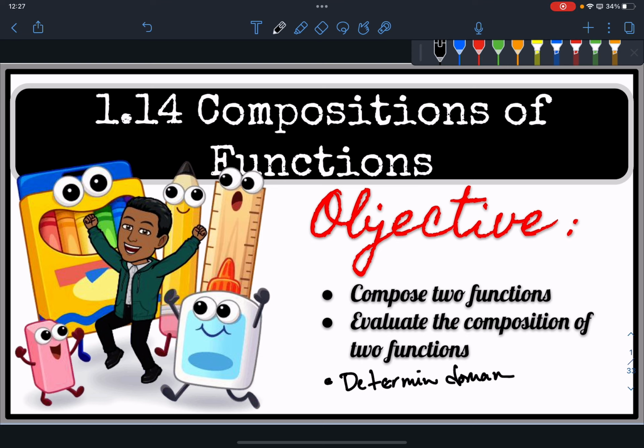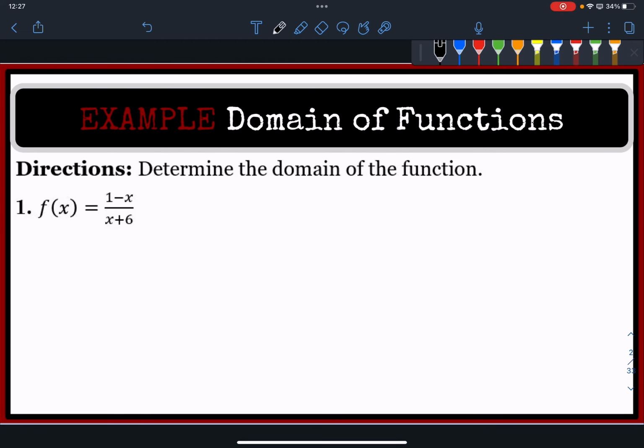and determine domain of compositions. So let's review again how to identify the domain of a function. Now, recall that the domain is going to be the largest set of real numbers in which f of x, the y output values, are real. They are an actual number. Those, again, are going to be true for almost every function, with the exception of this function here, and we'll talk about the next one, the root function.